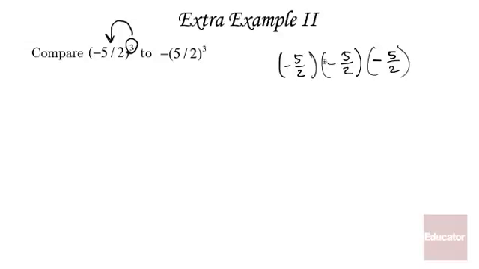Negative times a negative is a positive, times a negative is a negative. I like to figure out the sign first so that I don't forget it at the end. 5 times 5 is 25, times 5 is 125. 2 times 2 is 4, times 2 is 8. So negative 125 over 8.